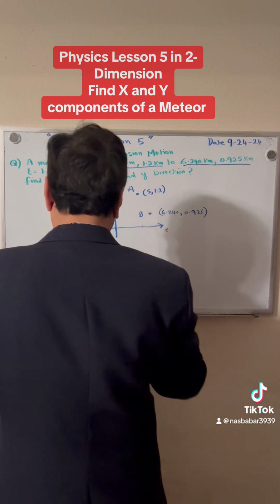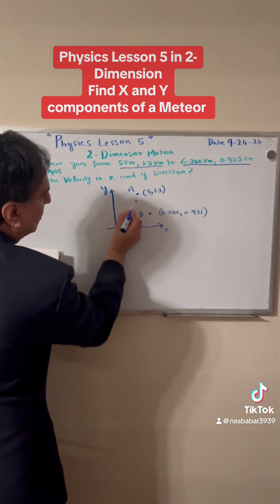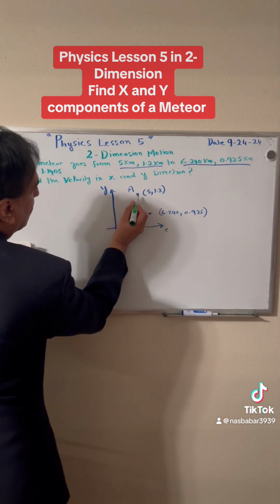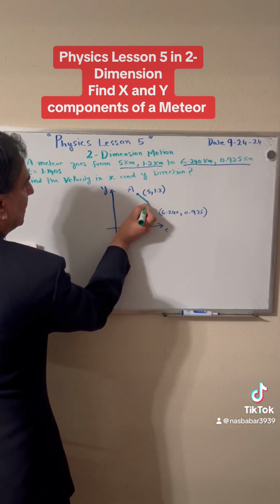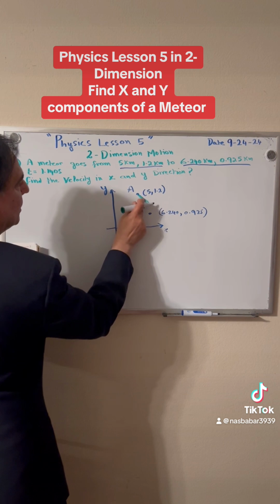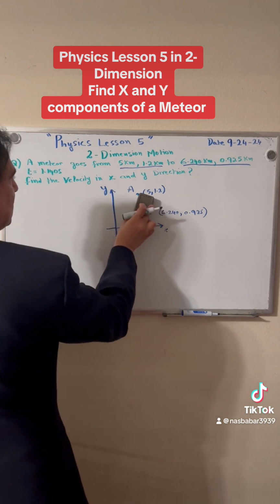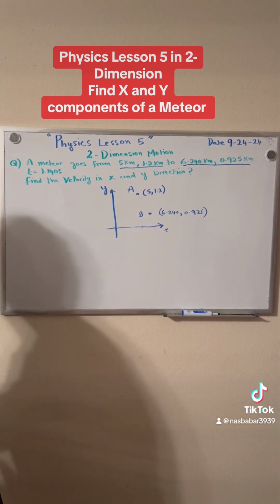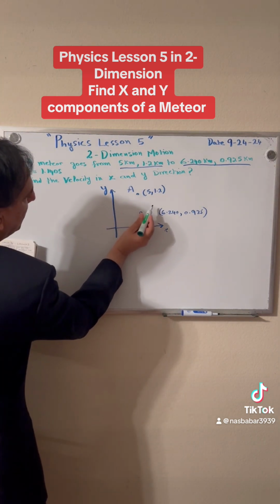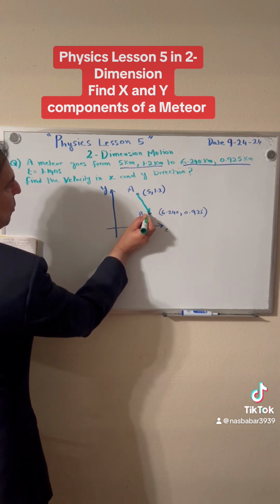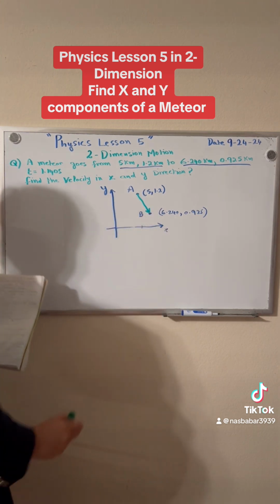So basically your vector is going to look like this. Let me draw that in green. Your vector is going to be like this. Like I told you, I'm not a good artist, but I'll do my best. From point A to point B, there we go. So this is how the vector is going to look.